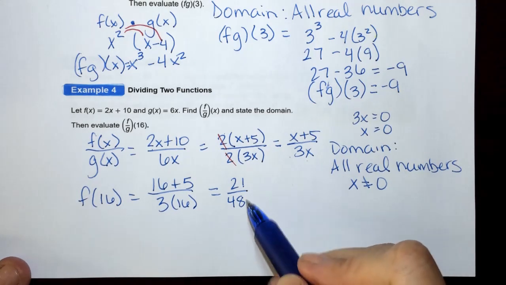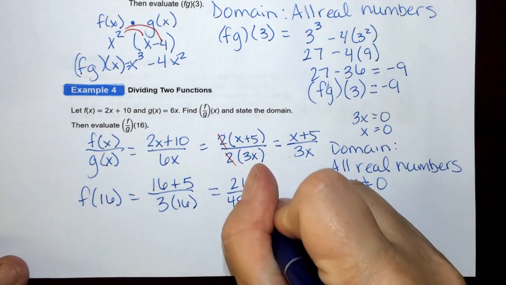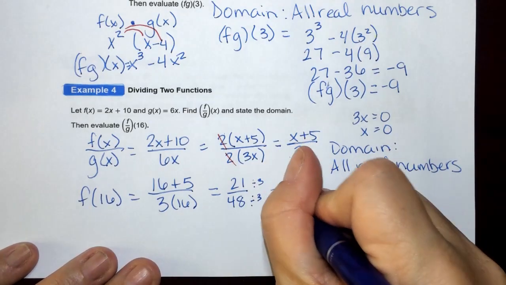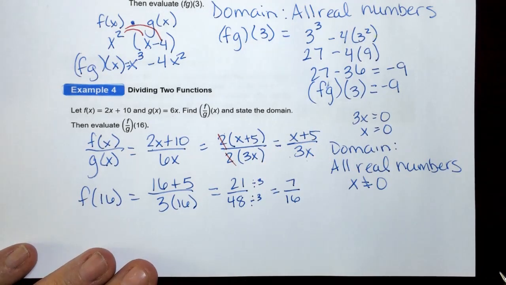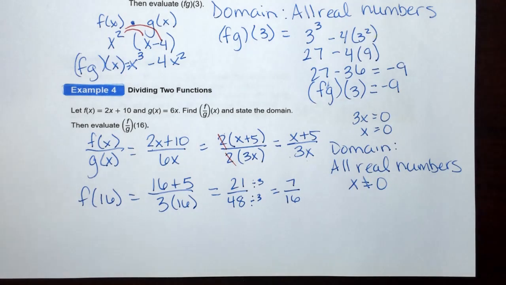Can I simplify? Yes, I can. They both can be divided by 3. 21 divided by 3 is 7. 48 divided by 3 is 16. And so that would be your answer for that one.